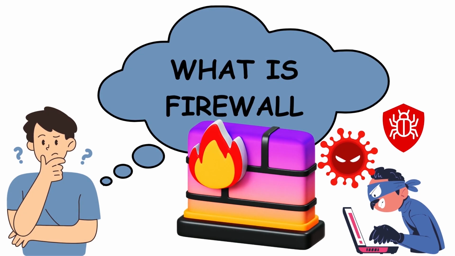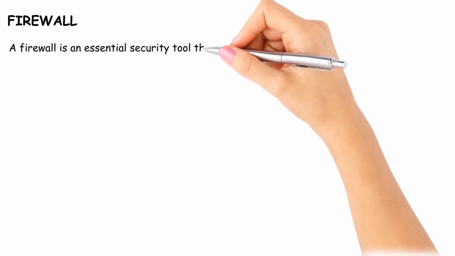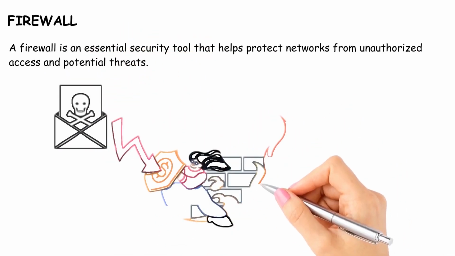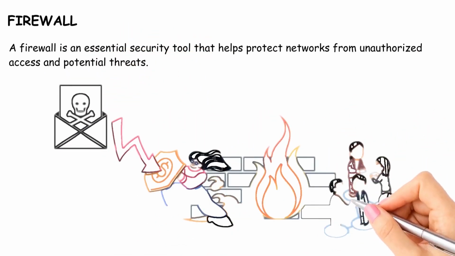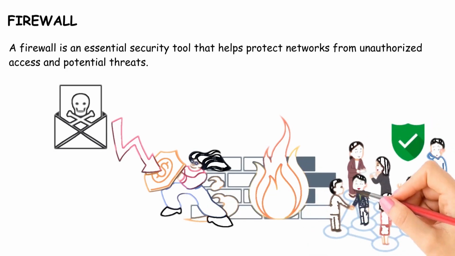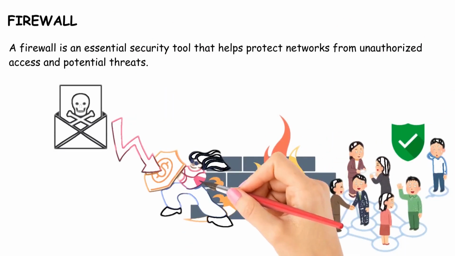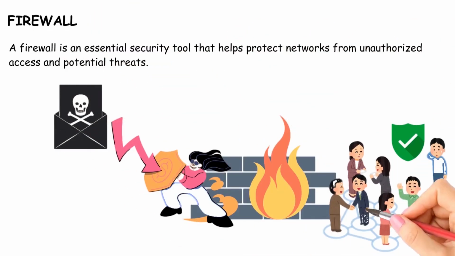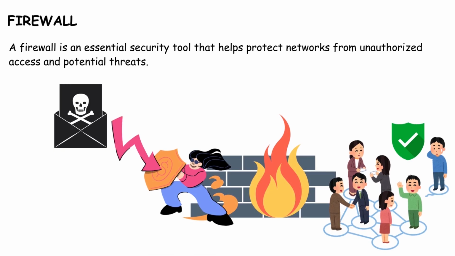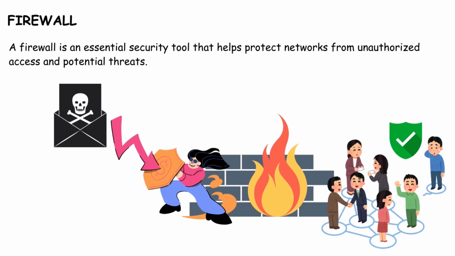So, let's dive in. A firewall is an essential security tool that helps protect networks from unauthorized access and potential threats. Imagine it as a security guard at the gate of a building, deciding who can enter and who must stay out. In simple terms, a firewall monitors and controls the incoming and outgoing traffic based on a set of security rules. Without it, your network would be vulnerable to hackers, malware, and other cyber threats that could compromise your data or disrupt your services.